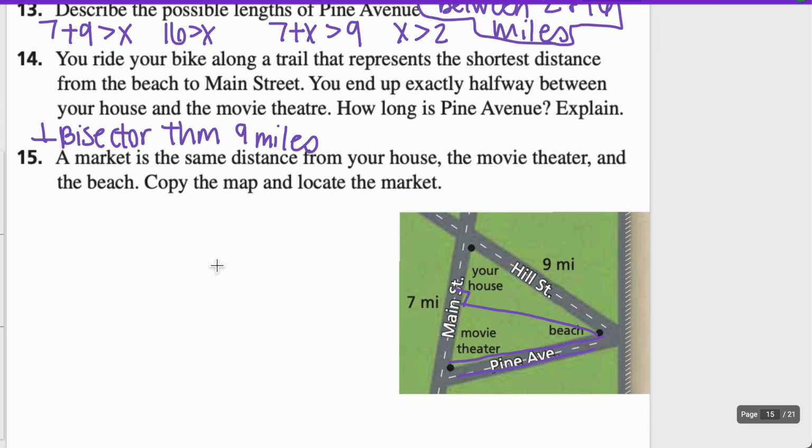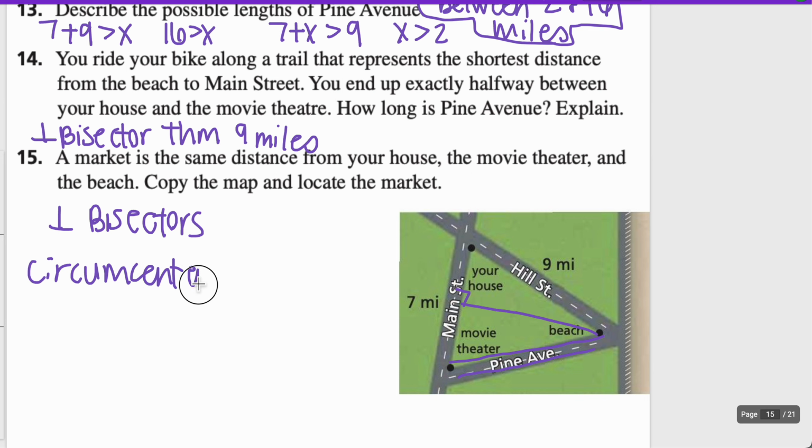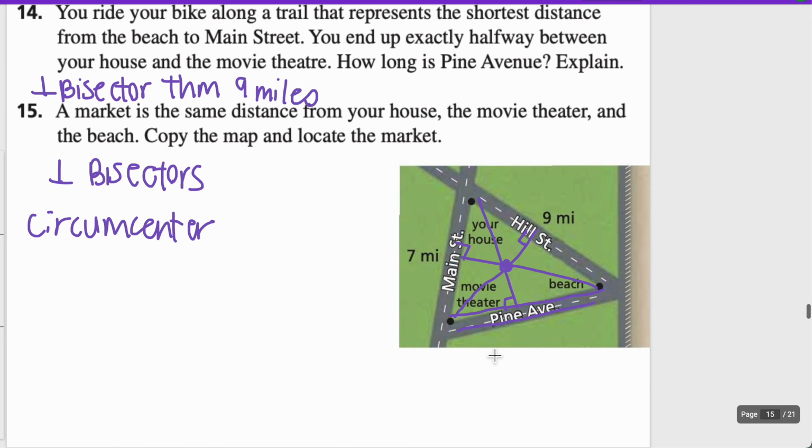The last one says a market is the same distance from your house, the movie theater, and the beach. Use that on your chart, copy the map, and locate the market. This is when you want to use the perpendicular bisector to locate the circumcenter. So I already did one perpendicular bisector, but another one could be here, and then your third one can be here, right there. That is going to conclude our test review.